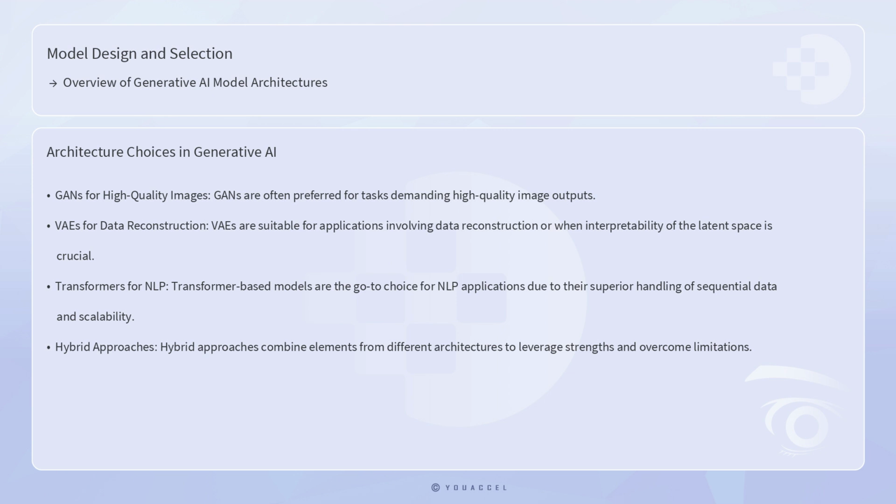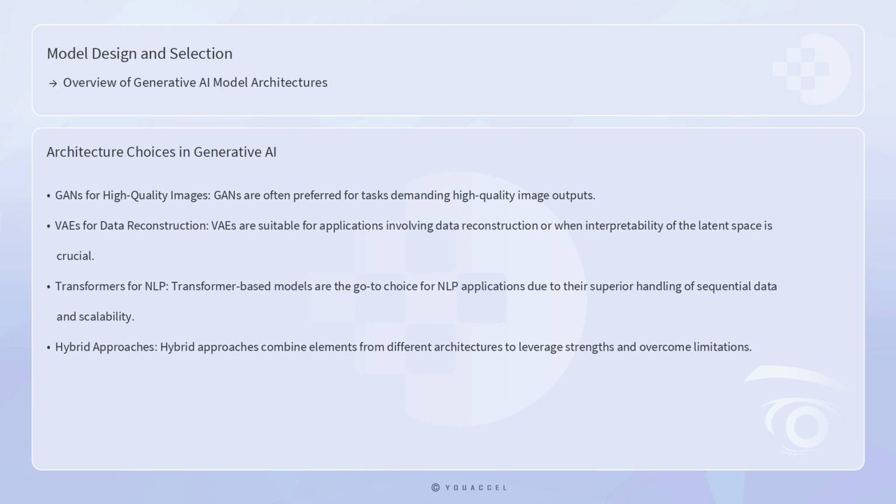The choice of architecture in generative AI depends on the specific requirements of the task at hand. For instance, GANs are often preferred for tasks demanding high-quality image outputs, while VAEs are suitable for applications involving data reconstruction or when interpretability of the latent space is crucial. Transformer-based models are the go-to choice for NLP applications due to their superior handling of sequential data and scalability.